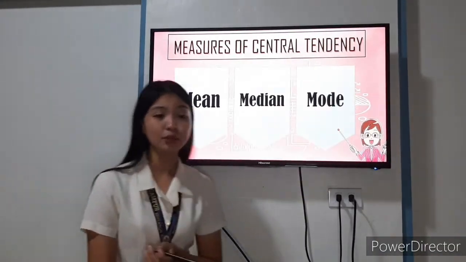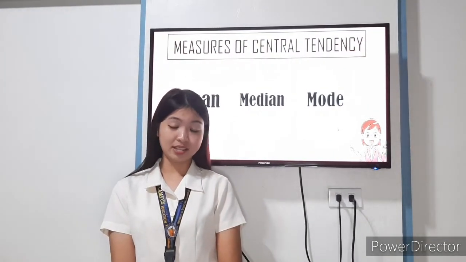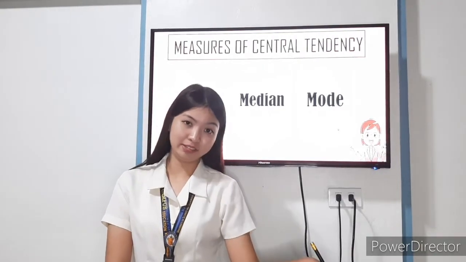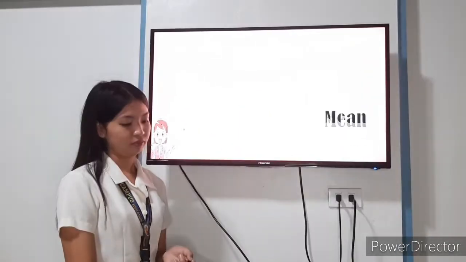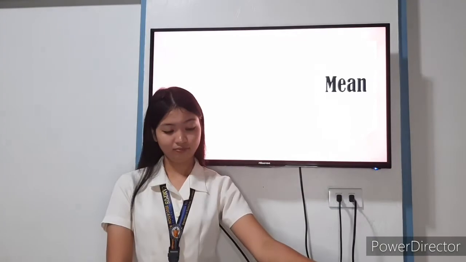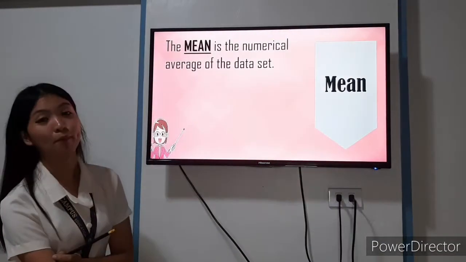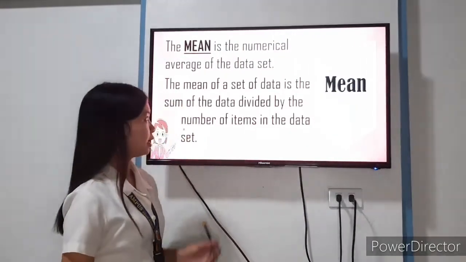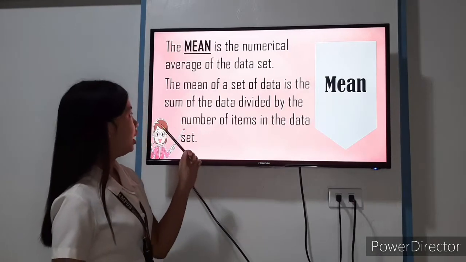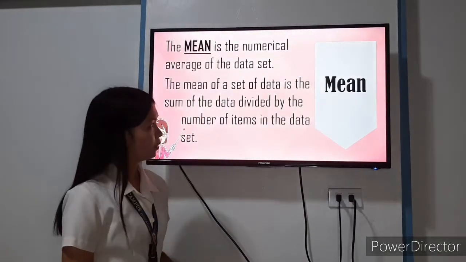So listen carefully. If you have a question, just feel free to raise your hand, and I will discuss it thoroughly for you to understand it better. We will start with the first one, which is mean. Are you familiar with this word? Mean is the numerical average of the data set. But how can we get the mean? The first step is to add all the data and divide it by the number of items. So let's have some examples.